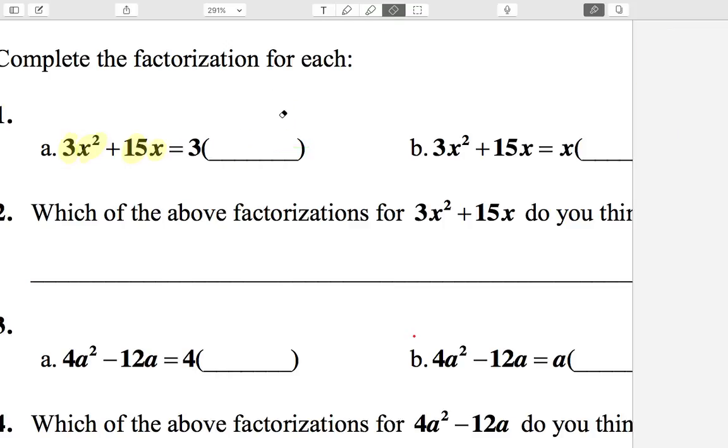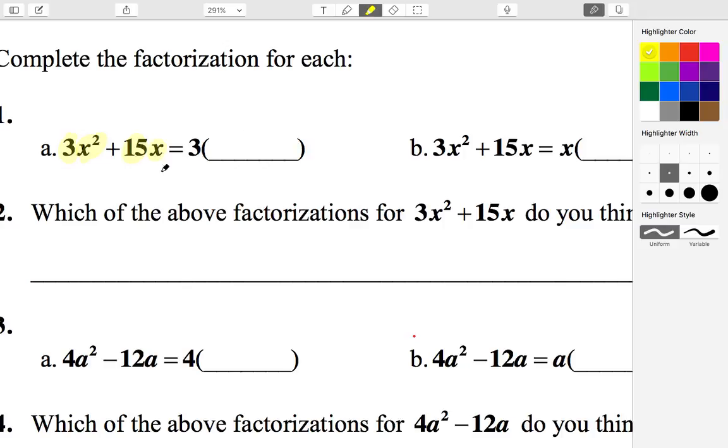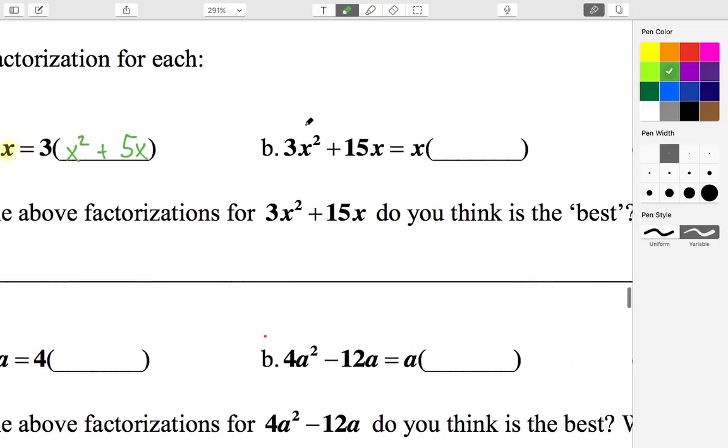3 times what gives you 3x squared? It would be x squared. 3 times what gives you 15x plus 5x? Over here, notice that you can also take out an x, so you would put 3x. And if you take out an x here, plus 5. Or you can do how I did it before and answer this.